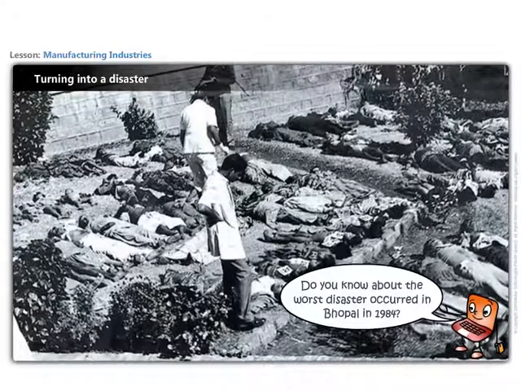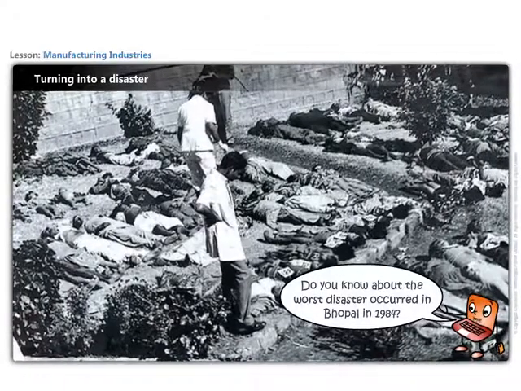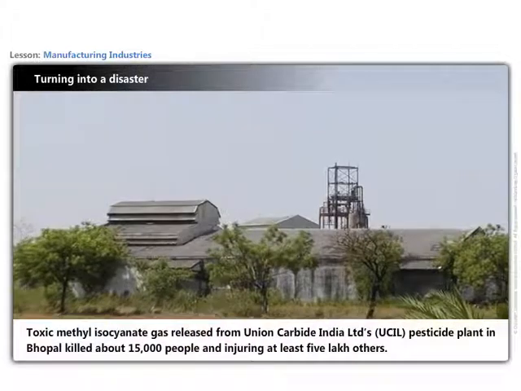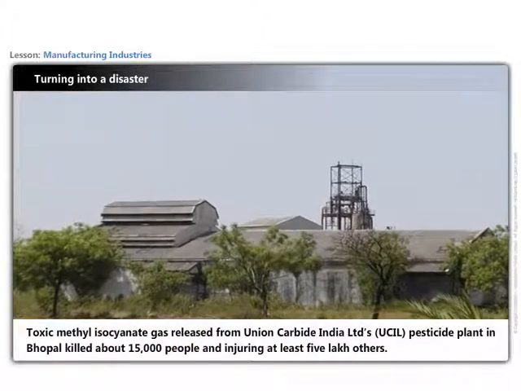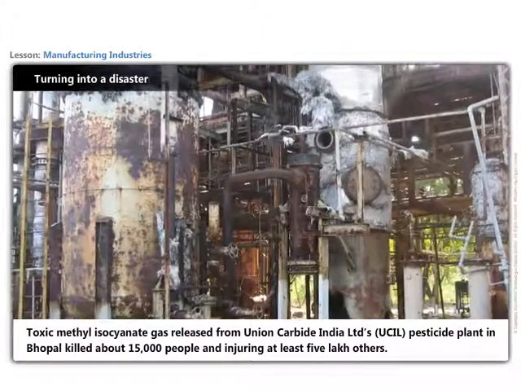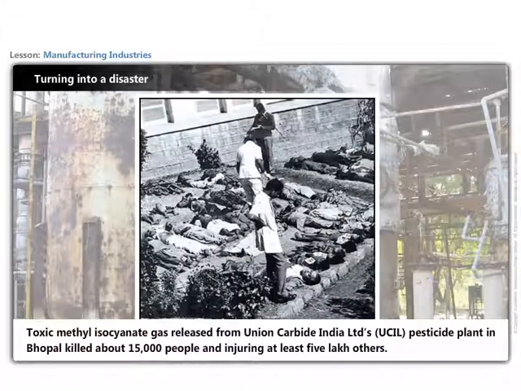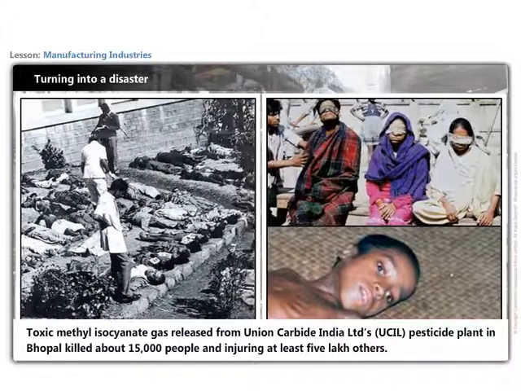Do you know about the worst disaster that occurred in Bhopal in 1984? Toxic methyl isocyanate gas released from Union Carbide India Limited's UCIL pesticide plant in Bhopal killed about 15,000 people and injured at least 5 lakh others.